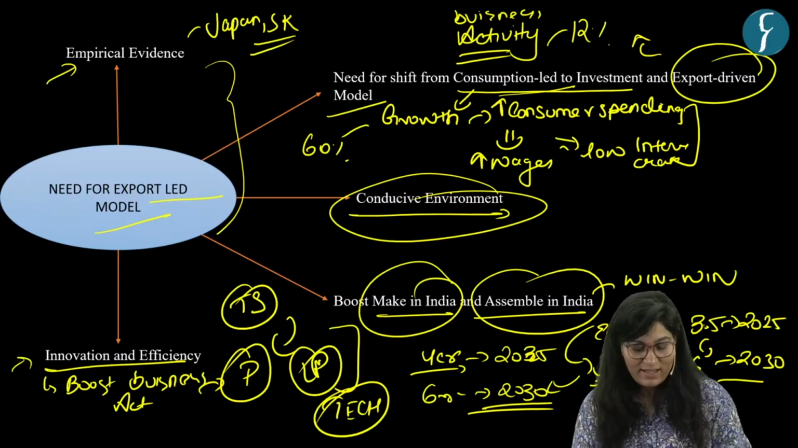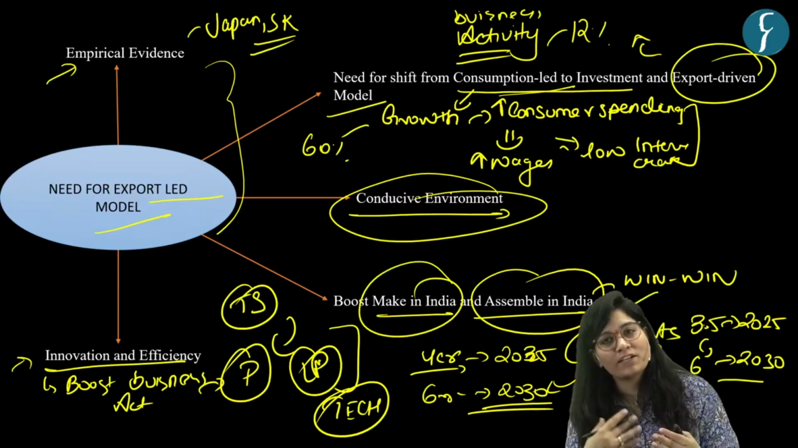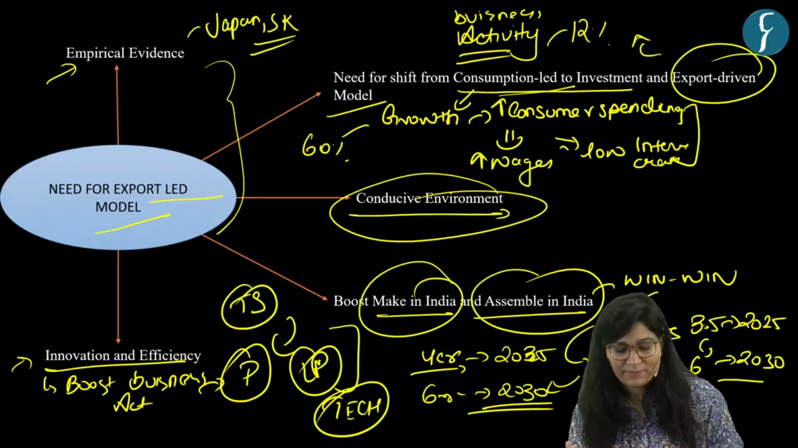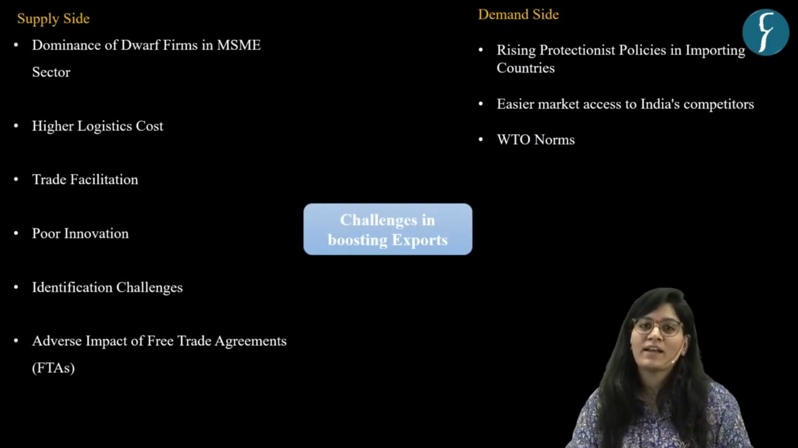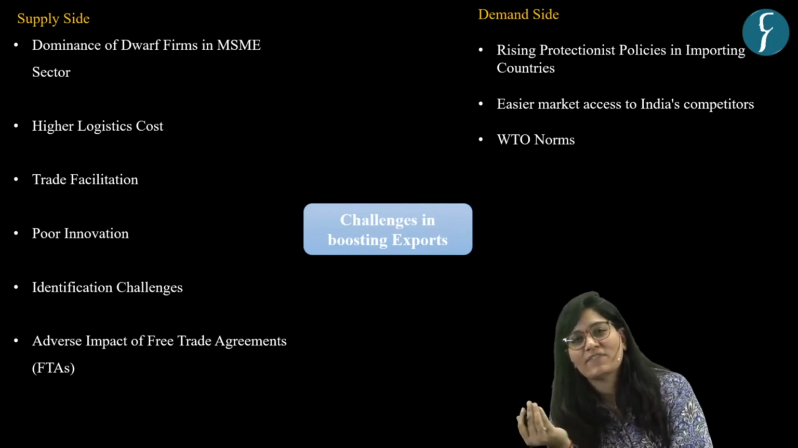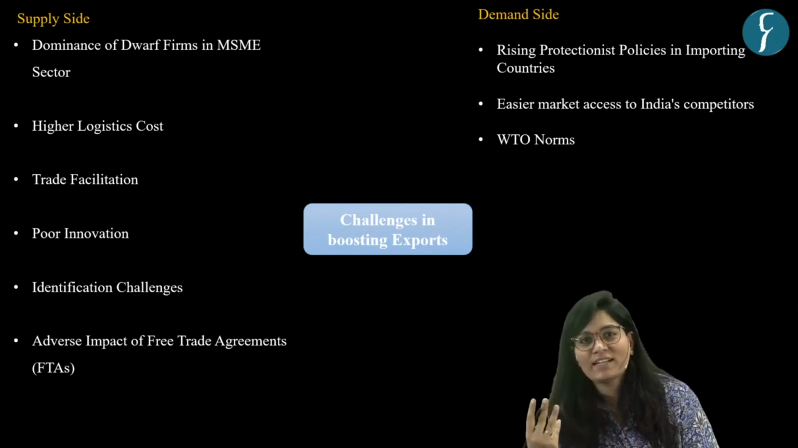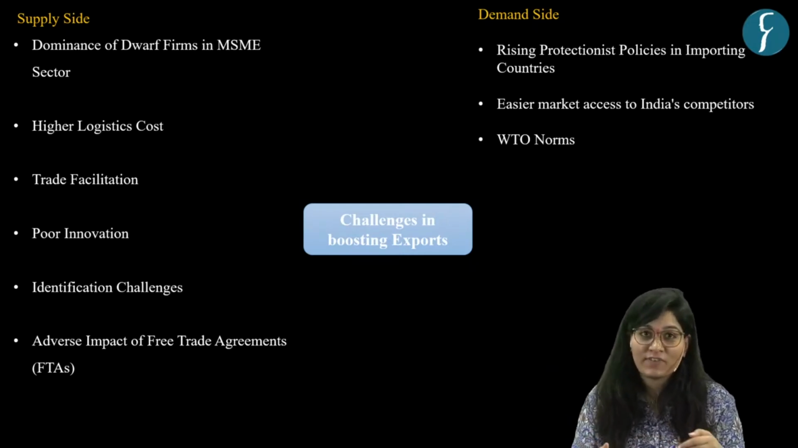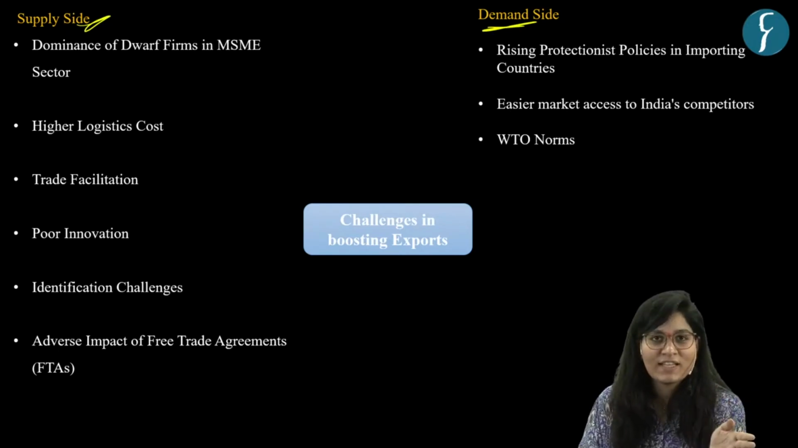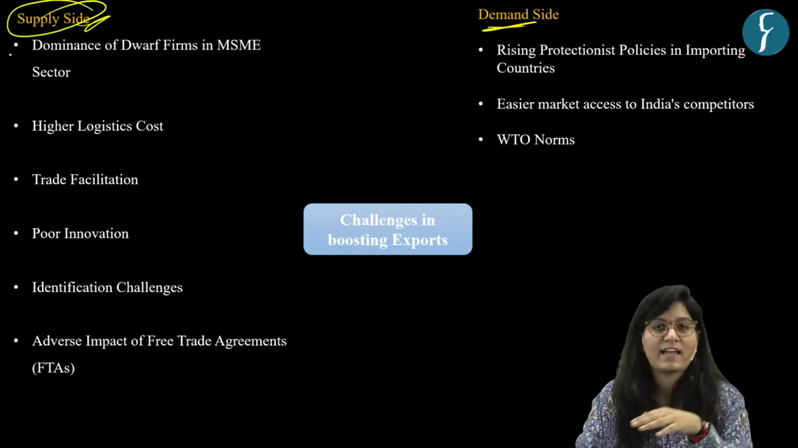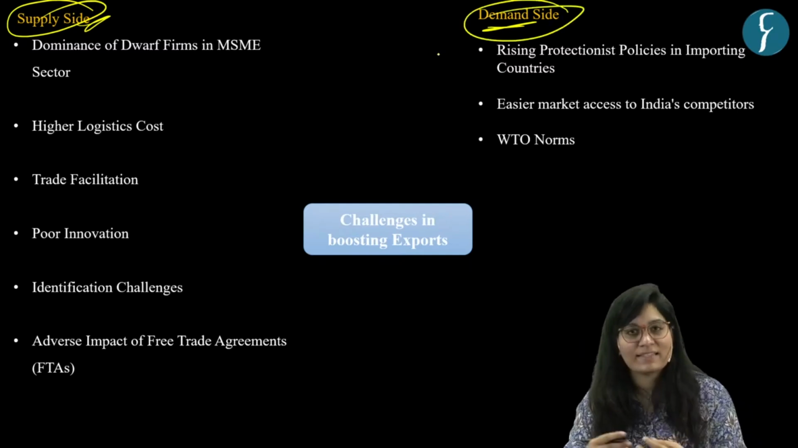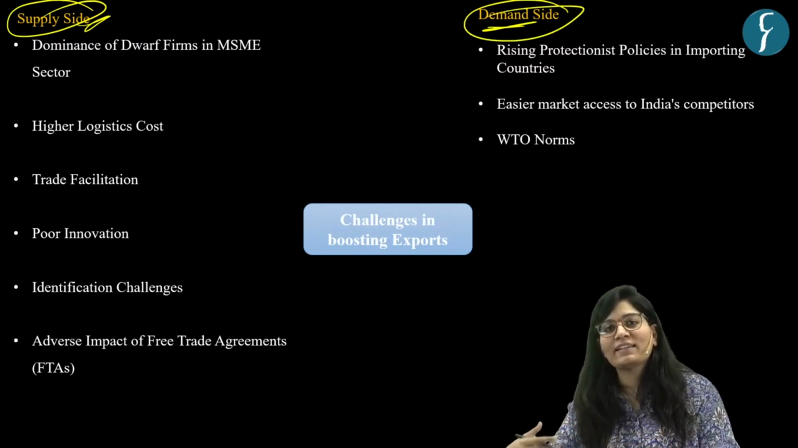Okay, now having seen what the export-led model is, the importance of the export-led model, and why India should pursue it, what is restricting India in achieving this goal when we know how important it is for India? Because we have constraints on the supply side and demand side. First we'll see the constraints with respect to the supply side, that is with respect to India. Then we'll see constraints with respect to the demand side. Demand side means where India is exporting.